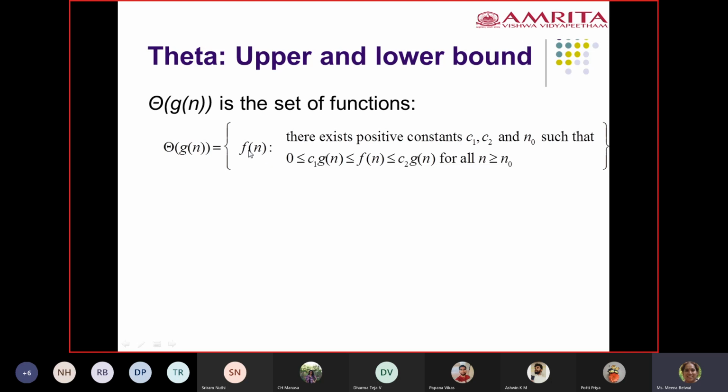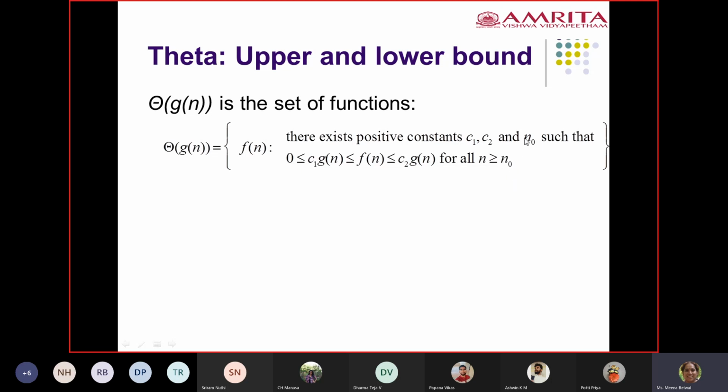If it is given as theta of g(n), then f(n) is in class theta of g(n) if there exist positive constants C1, C2 and n0 such that 0 is less than or equal to C1 of g(n), is less than or equal to f(n), is less than or equal to C2 of g(n). Right? So C1 and C2 have to be constants greater than 0, and this holds for all n greater than or equal to n0. n0 has to be a constant, common now.